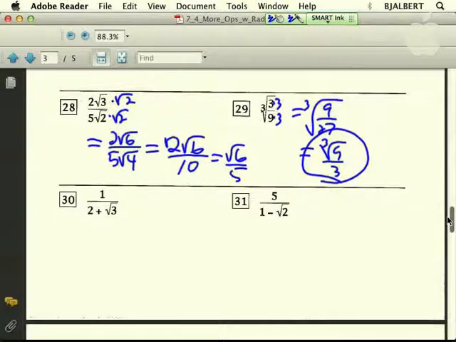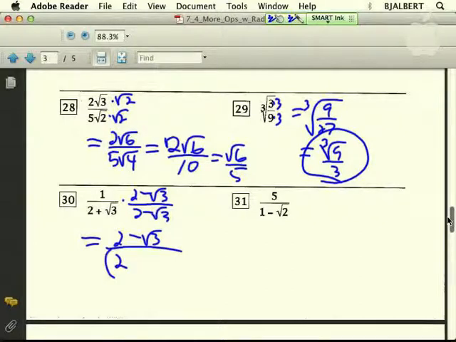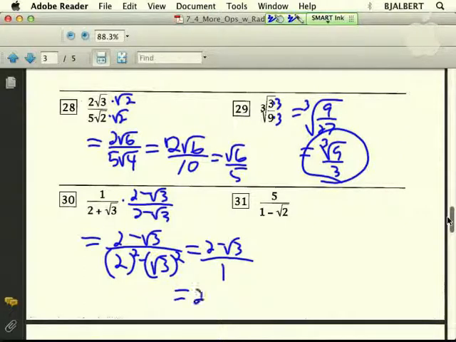Now with 30, you have to multiply by the conjugate of the bottom, which is 2 minus the square root of 3. And so the top would be 2 minus the square root of 3, and the bottom, you've got the difference of 2 squares, so it would be 2 squared minus the square root of 3 squared. This would be 2 minus the square root of 3 over 4 minus 3, which is 1. The answer is 2 minus the square root of 3.